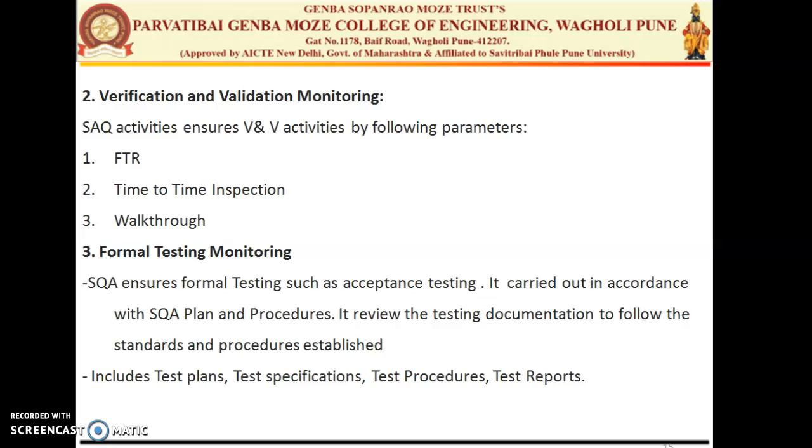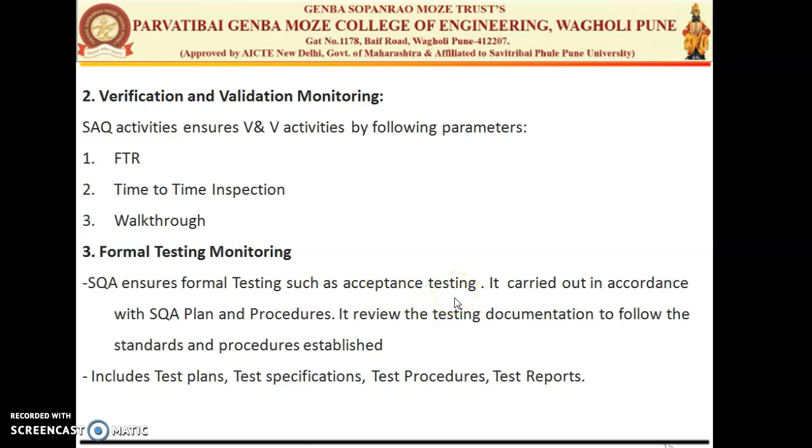As it is a formal testing, it includes the different test plan, test specification, test procedures and test reports. So these are different test criteria, or we can say the testing methods, which will be followed in formal testing monitoring. Acceptance testing is an example where SQA will ensure your formal testing for your product.